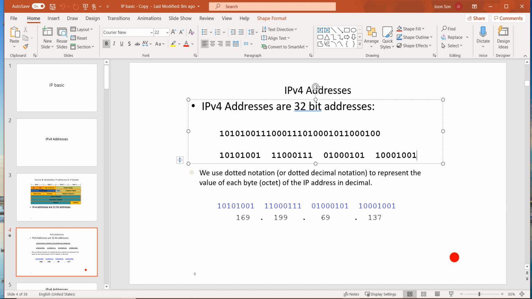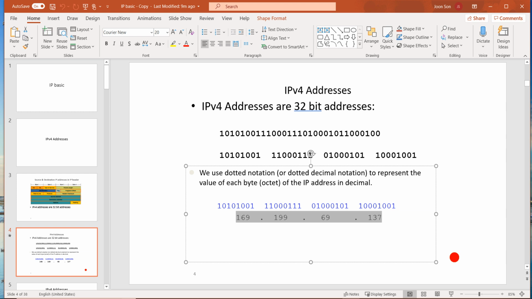So the 32-bit IP address has 4 octets: the first octet, second, third, and fourth. The first octet is 10010100 1, and if we convert this binary to a decimal number, it's 169, and so on. This is what we typically use when you configure your laptop or desktop or tablet. The IP address expressed in decimal numbers is the form we typically use.